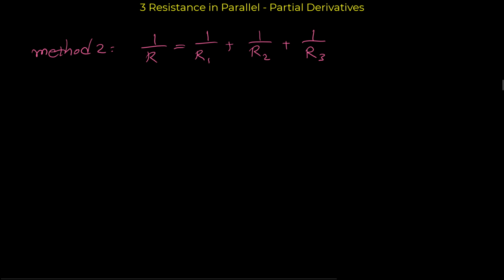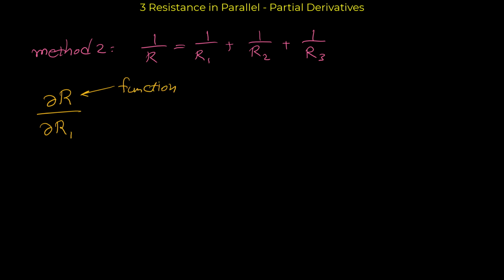We want to find the partial derivative of r with respect to r1. Here, the top variable is our function. The bottom variable is the variable. So the top is the dependent variable, the bottom is basically the independent variable. The dependent variable is the function, the independent variable is the variable. So attention, we want to take derivative of both sides with respect to r1.